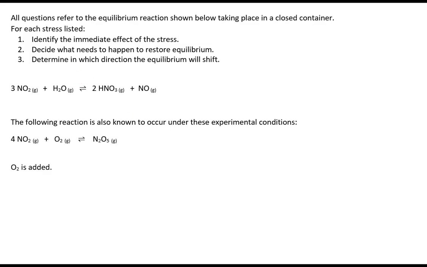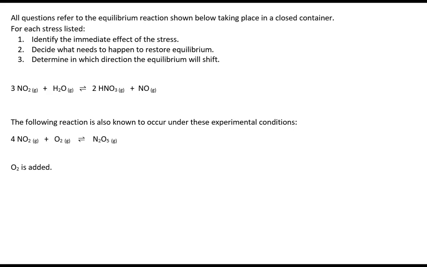In this example, we're told that O2 is added. So we go through our same assessment. We take a look at the equilibrium, and we look to see if O2 is part of the equilibrium system. And it is not. We then look to the additional information that we're given, which is there is another known reaction that occurs under these experimental conditions. And we find that O2 is part of that.